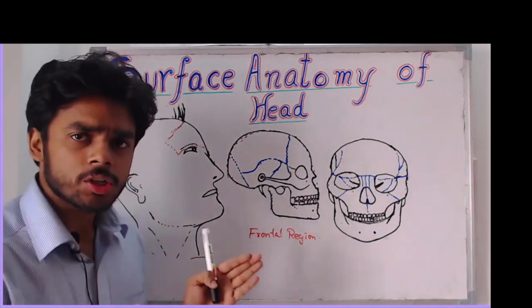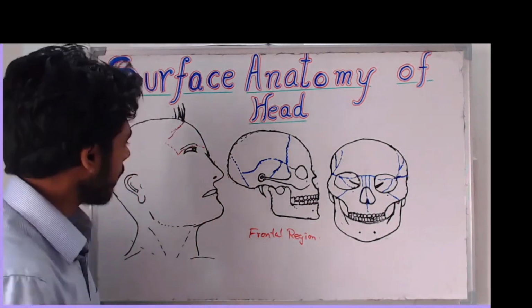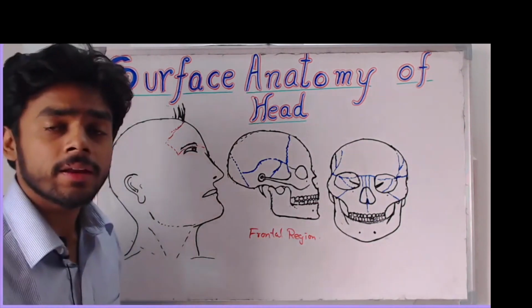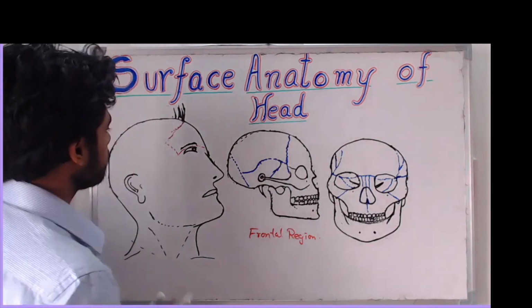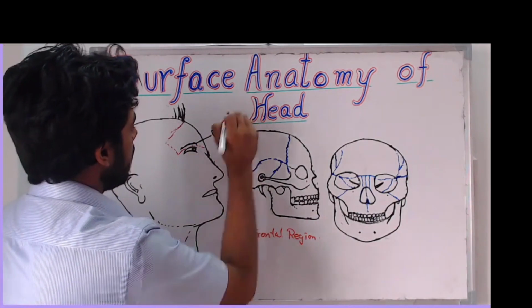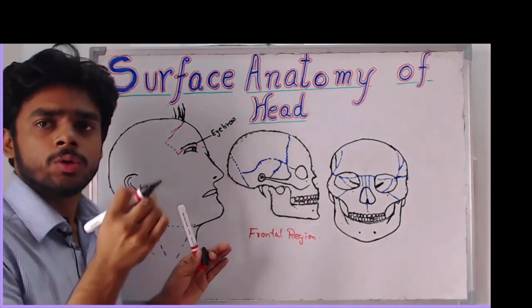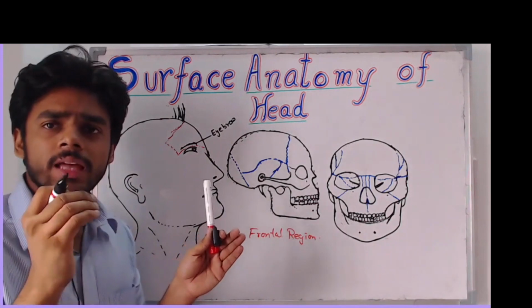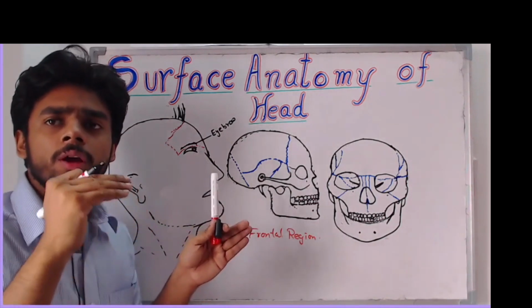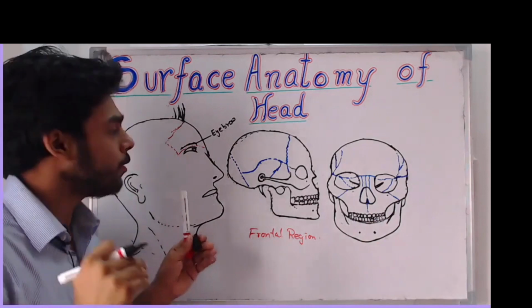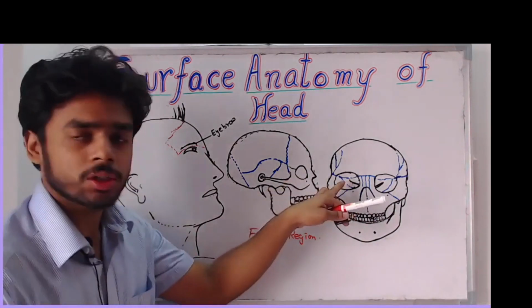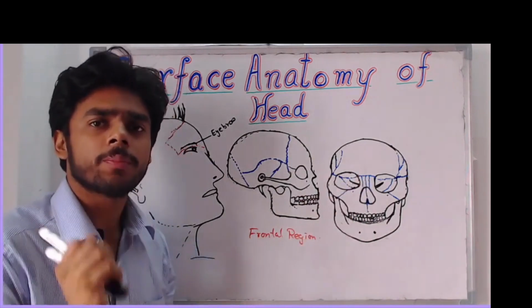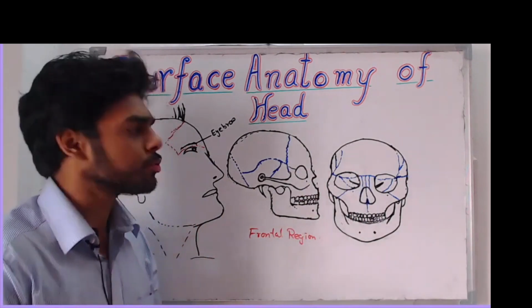So what are the structures we can see in this region? First is the eyebrow. This eyebrow is the hairy ridge. And the structure we can see in this is the superciliary arch. What is superciliary arch? See, superciliary arch is the elevation on the frontal bone which is above the upper margin of the orbit. And what is orbit? Orbit is the cavity, the socket in which eyeballs are present and other muscles or structures associated with the eyes are present.